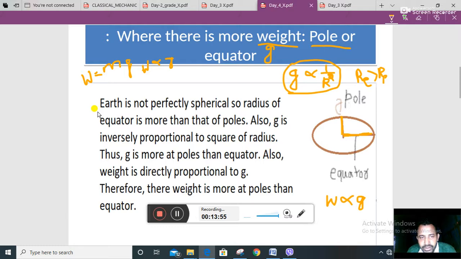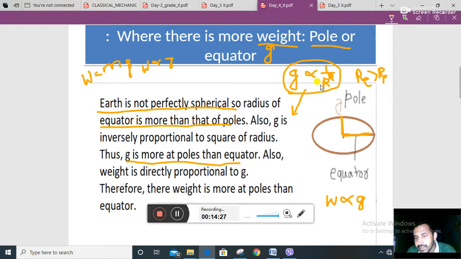We write: the earth is not a perfect sphere, so the radius of the equator is more than the radius of the pole. We have this formula. I am just rewriting it: g is inversely proportional to the square of the radius. It means that if the radius at the equator is more, the acceleration due to gravity is less. Thus g is more at the pole than at the equator. Now I think you understood how the book or the teacher writes it directly, but its answer is over here.